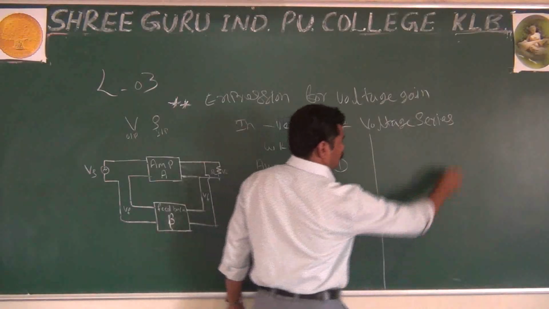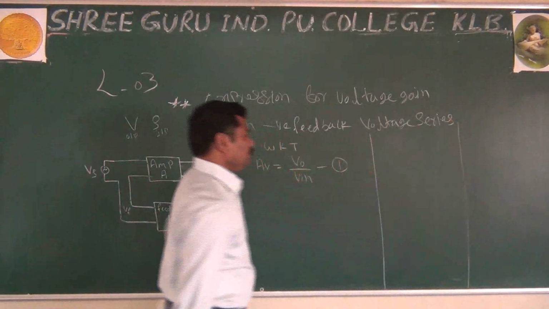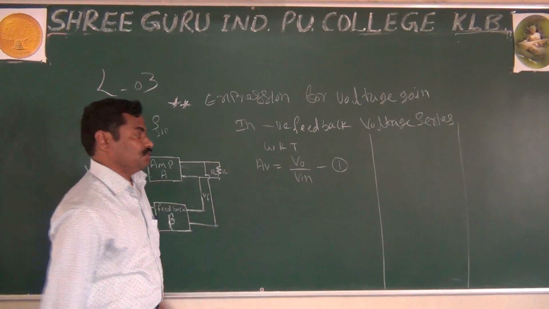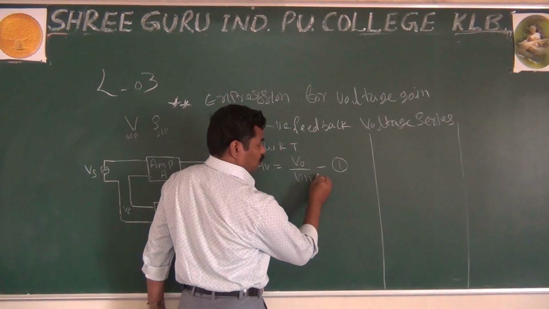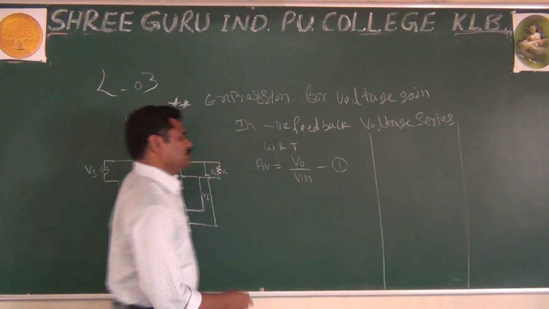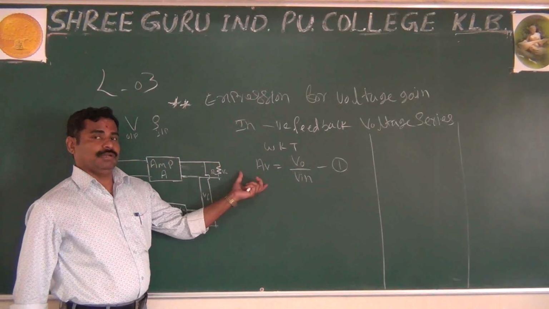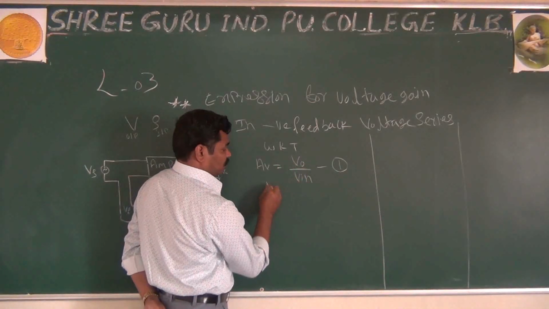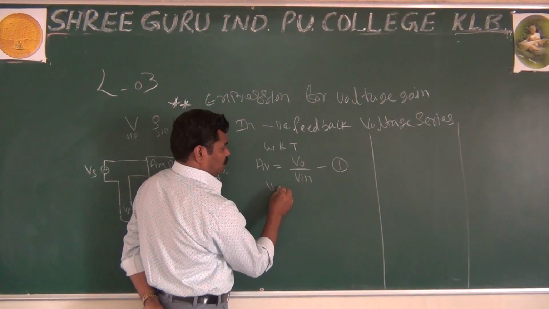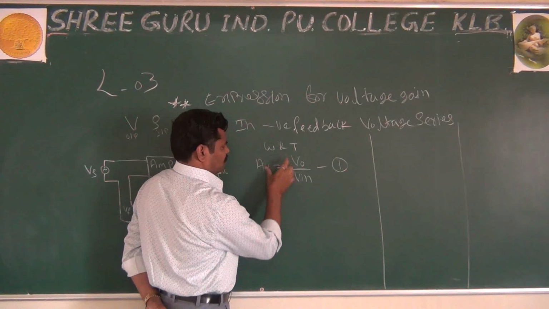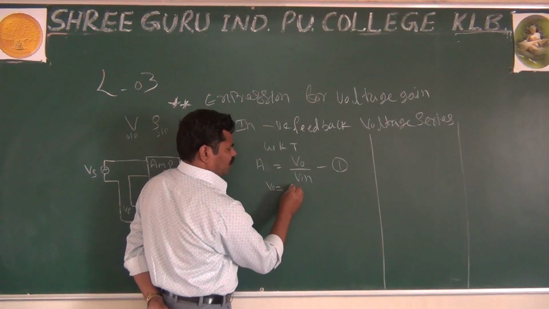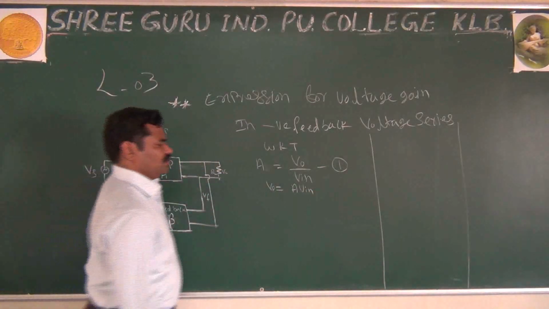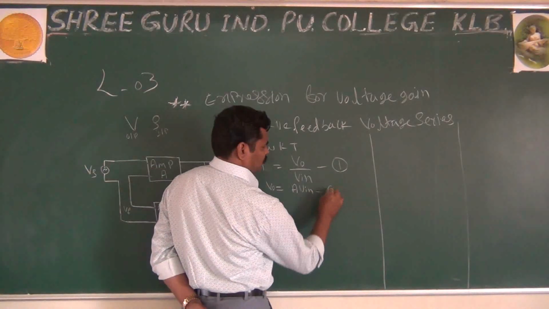Equation number 1. I am saying gain without feedback. It's called the gain without feedback, A, nothing but the gain without feedback. This you can also write, if you want, as V0 equal to A into Vi.